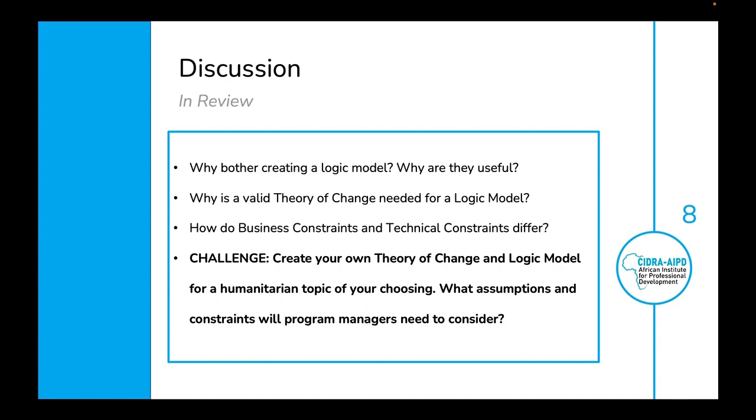How do business constraints and technical constraints differ? Really, this is at a pretty low level, but business constraints are essentially looking at what managers can control. Technical constraints are really what you can do with what you have at hand. So one challenge that I want you to tackle at the end of this, it shouldn't take too long, is to create your own theory of change and logic model for a humanitarian or otherwise topic of your choosing. What assumptions and constraints will program managers need to consider?